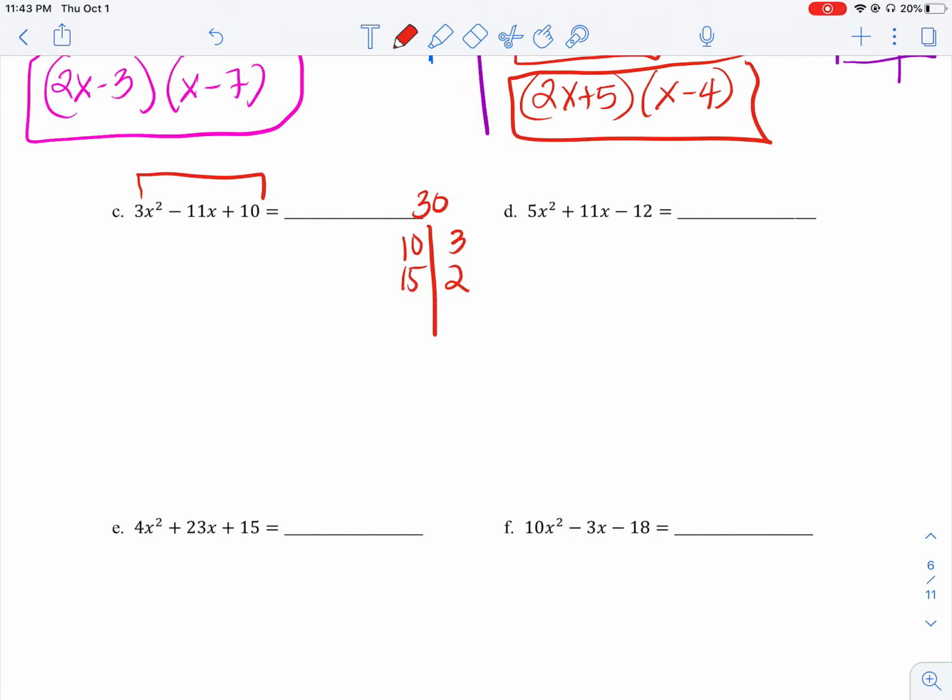Nope, because that's not going to give us negative 11. What about 6 and 5? Nope, it'll give us 30, but it doesn't give us negative 11. Oh, what if negative 6 and negative 5? Would that give us negative 11? Yes, it will. So we'll do 3x squared minus 6x minus 5x plus 10.